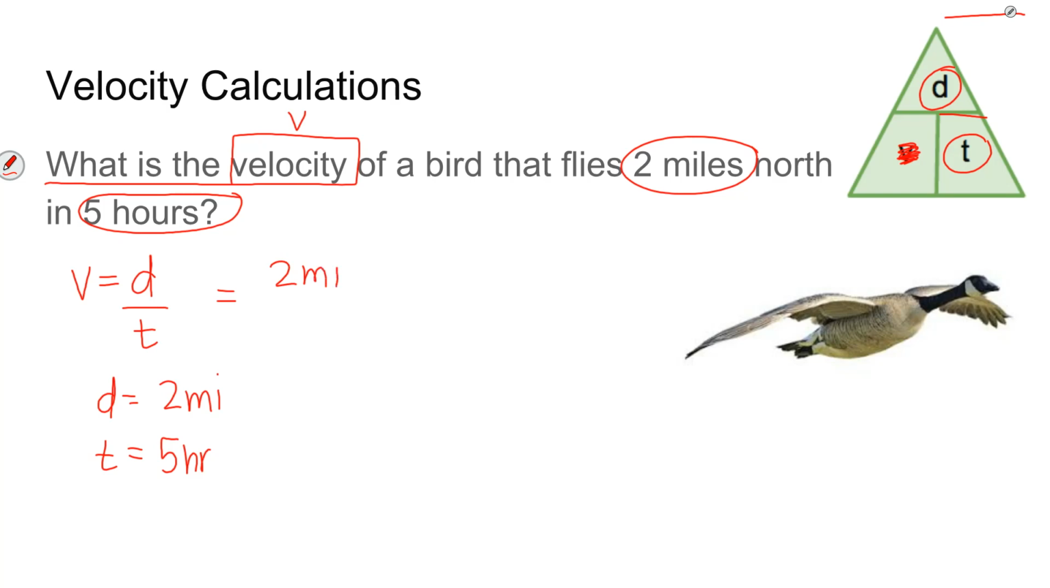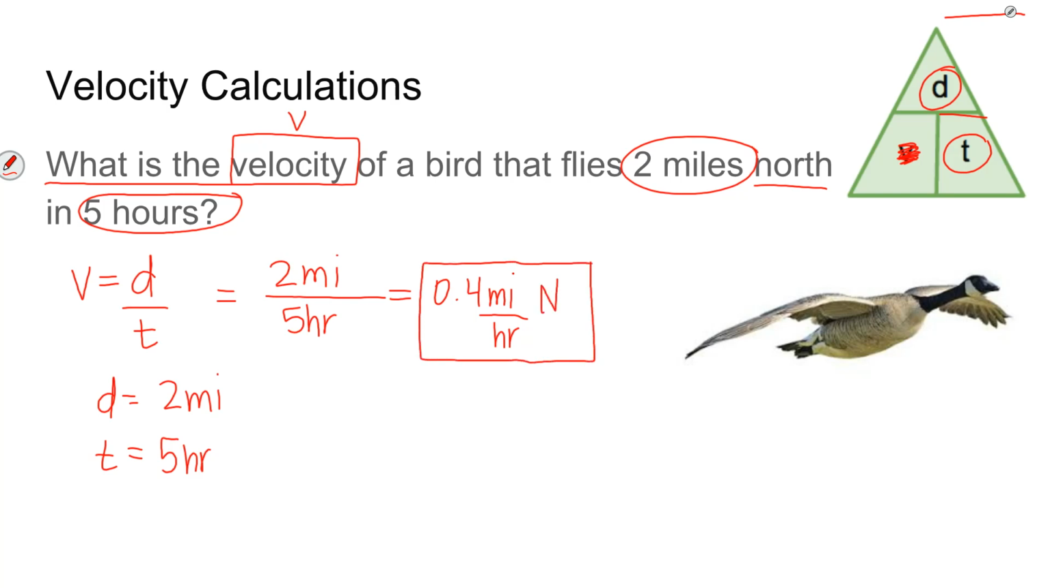When you plug your values in, remember to keep the units with it because we need to see if anything cancels. So for this one, miles is on the top and it's not on the bottom. So we're going to bring it over to our answer. Same thing with hours. Hours is on the bottom, but it's not on the top, so it doesn't cancel. So when we do our math, 2 divided by 5, do it in your calculators, you get 0.4 miles per hour. Now this wouldn't be correct. This is a velocity, and so we need a direction. So I'm going to go back up to the problem. This bird is flying north, so they are going 0.4 miles per hour north.